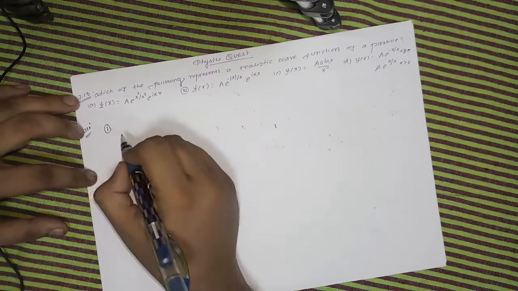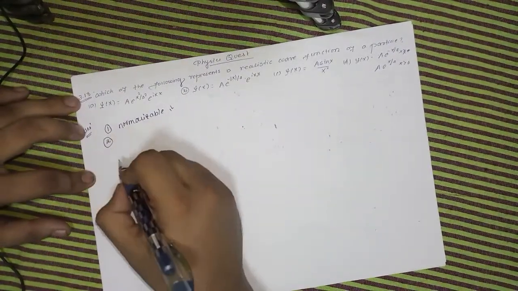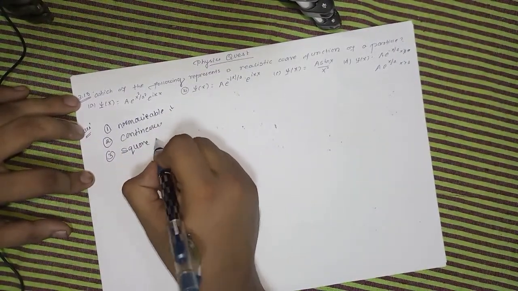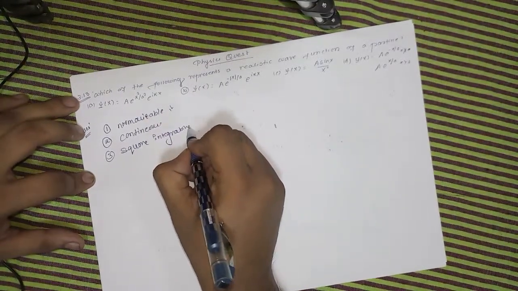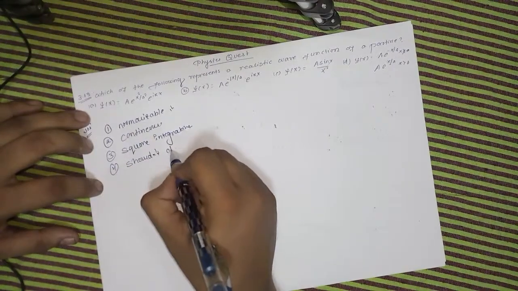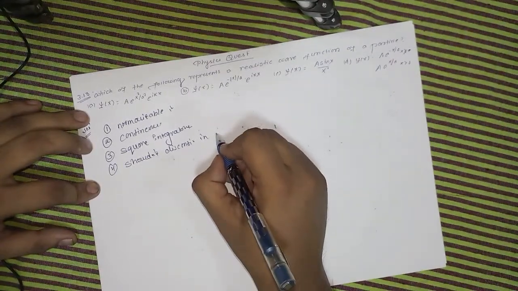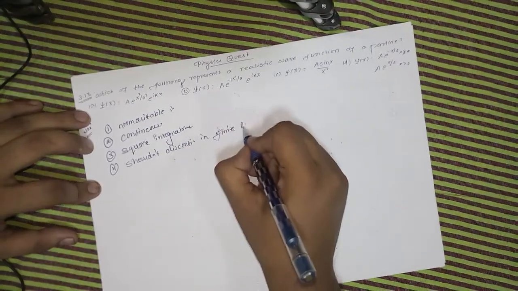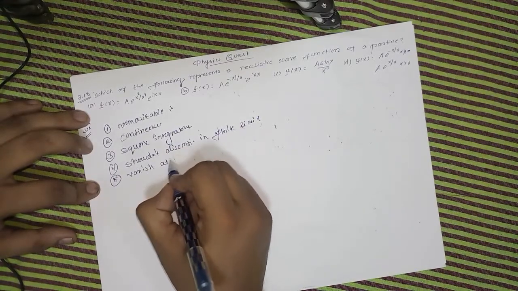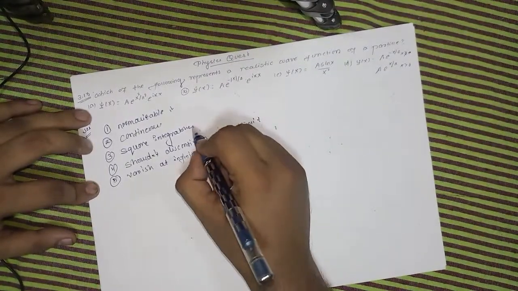For the acceptable wave function, it should be normalizable, continuous, square integrable, should not be discontinuous at a finite limit, and should vanish at infinite limits. This one and this one are really the same thing.